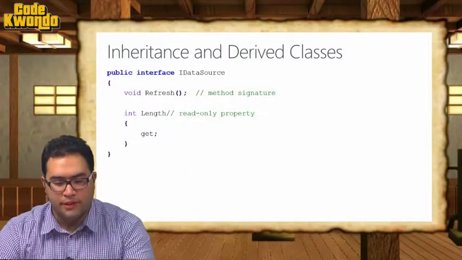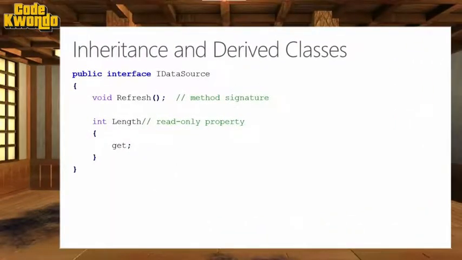Now, here's an example of an interface, very straightforward. You've got your method signature, and in this case, we have a read-only property. So you see you've only got the get with the colon.